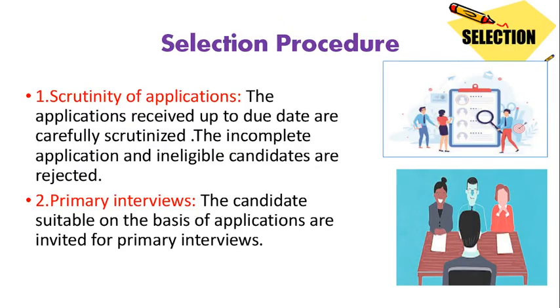In the indirect method, applications are invited from candidates, and from those a person is selected for a particular job. There are various steps included in this selection procedure. The first one is the scrutiny of applications. In this step, applications received up to the due date are carefully scrutinized, and incomplete applications or ineligible candidates can be rejected. A candidate who is not qualified as per the rules and regulations can be rejected here.